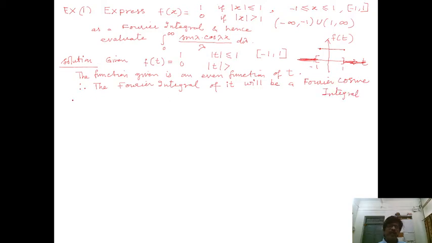What is the Fourier cosine integral? That is equal to 2 upon pi, integral 0 to infinity, cos of lambda x, integral 0 to infinity f of t cos of lambda t dt d lambda. This is the Fourier integral for this given even function. So I shall substitute for this f of t between 0 to infinity.